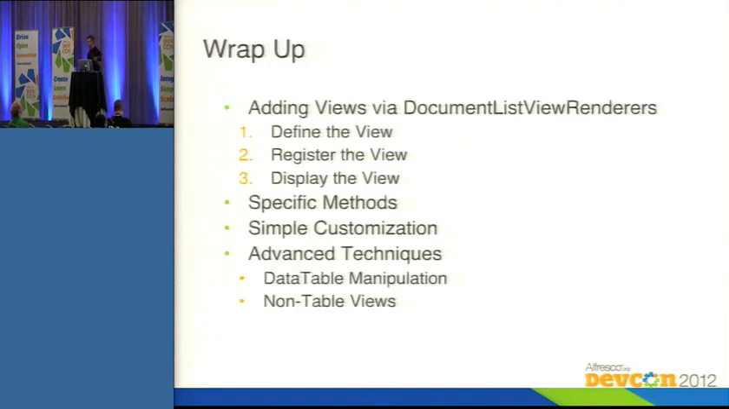So again, we took a look at adding views with these view renders and the steps involved there: how to actually get it in there, define the view, register the view with the document list object, and then enable that view. We talked about some of those key methods like the setup renderer, the render view, destroy view for our cleanup, and the various formatter methods like render cell thumbnail, description, that are actually going to display that data for us.